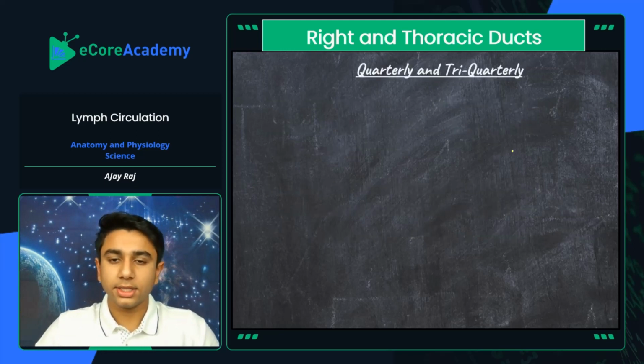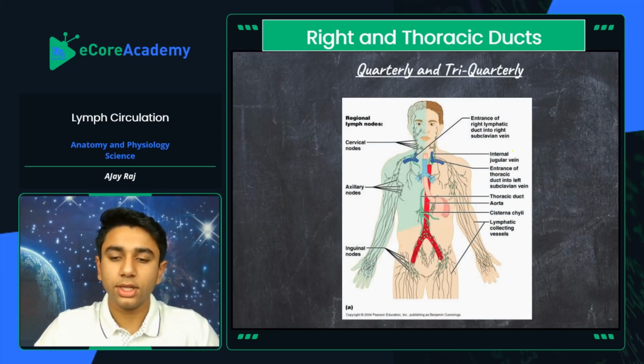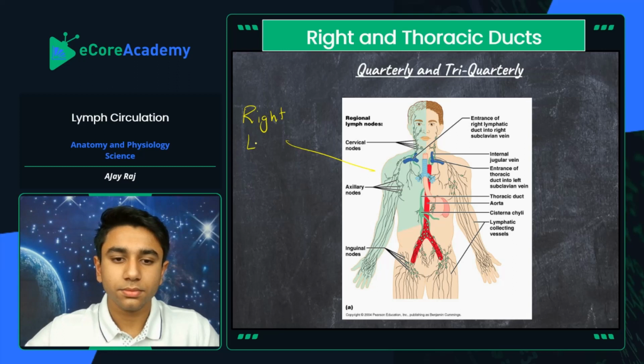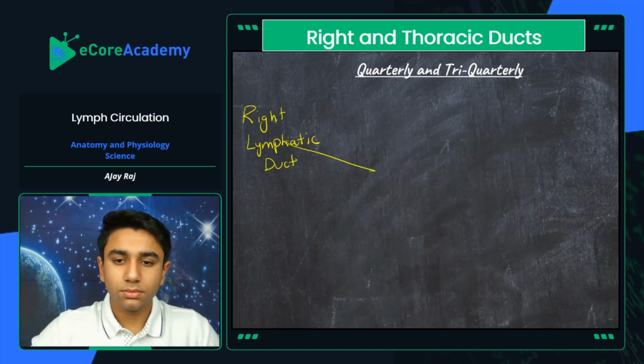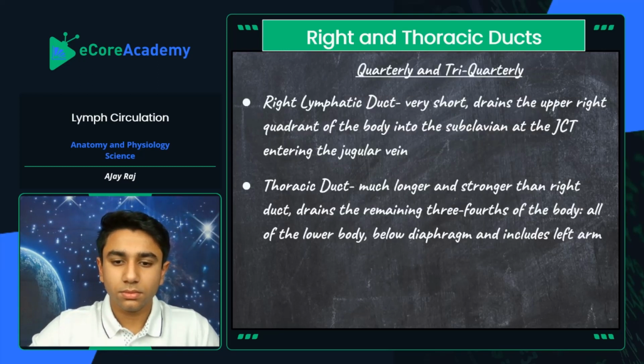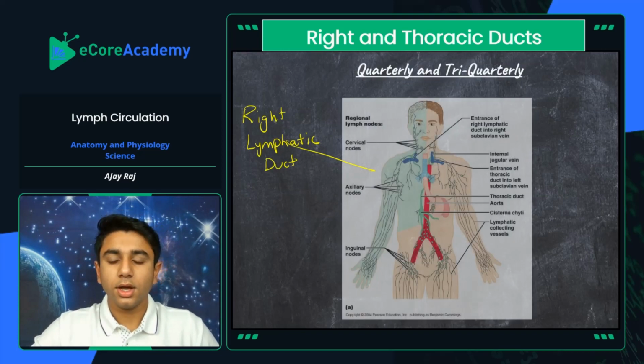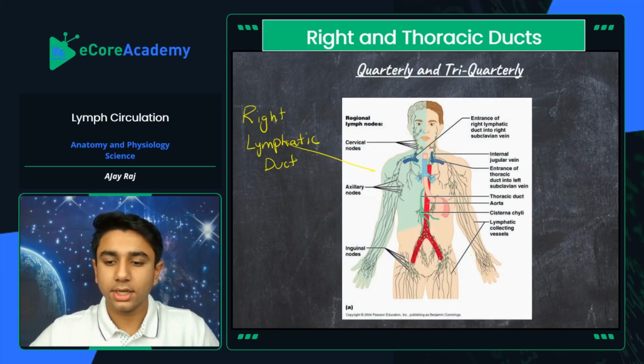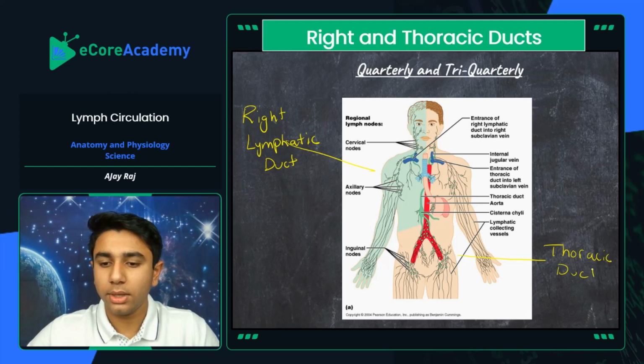Continuing off of the right lymphatic and thoracic ducts, the quarterly and triquarterly, let's take a look at a diagram here. Essentially, this is your right lymphatic duct, and of course, this is your thoracic duct right here, all highlighted in pale color.